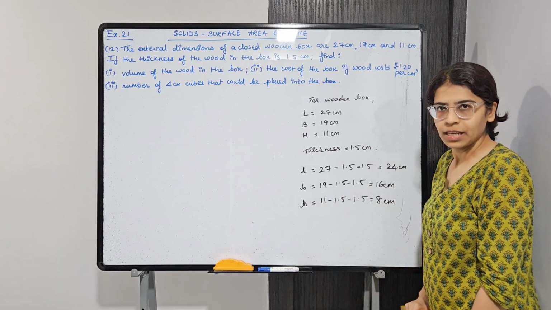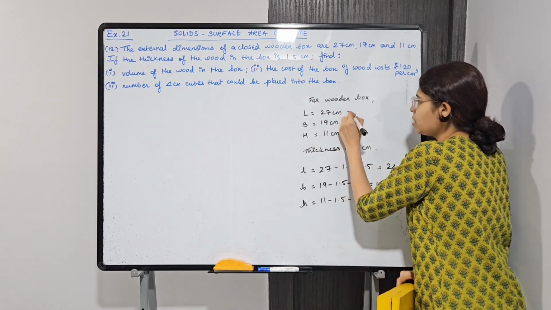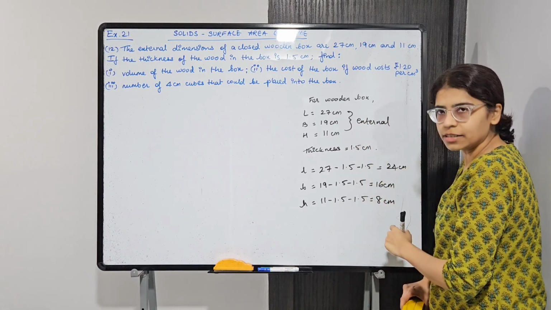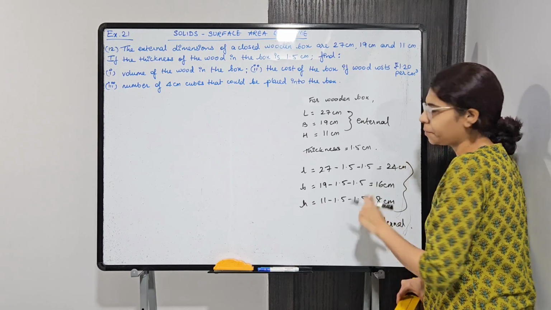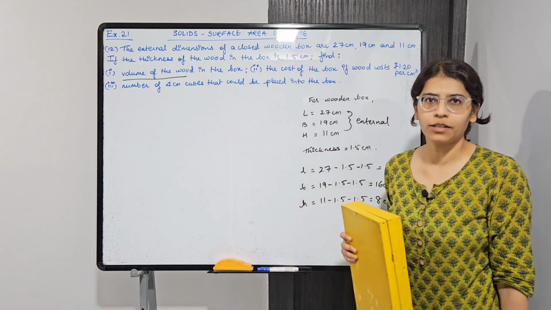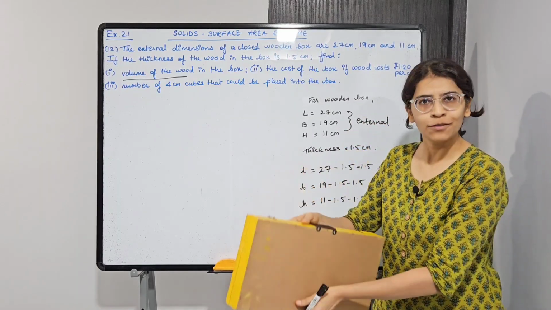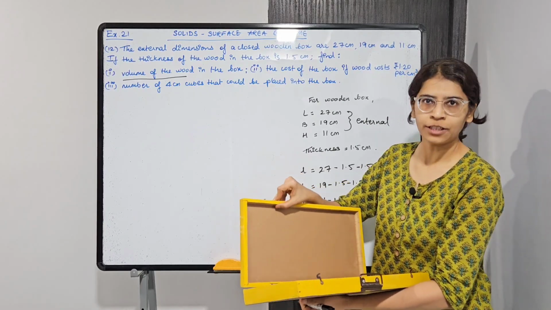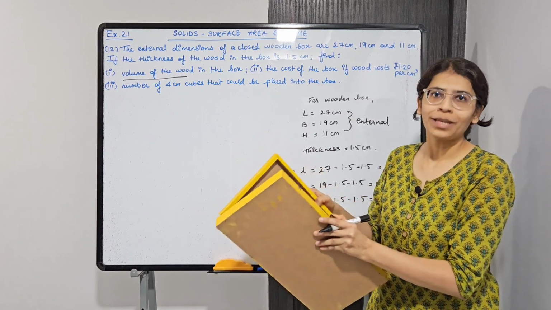Right? So I know the external dimensions of the wooden box. I also know the internal dimensions: internal length, breadth and height. We need to find the volume of the wood required to make this box. This box is empty from inside, but the wood has some thickness, which is given to us. So what is the volume of the wood required to make this box?